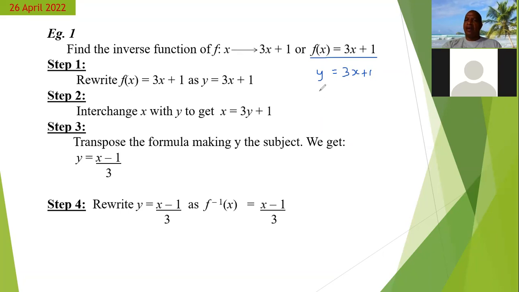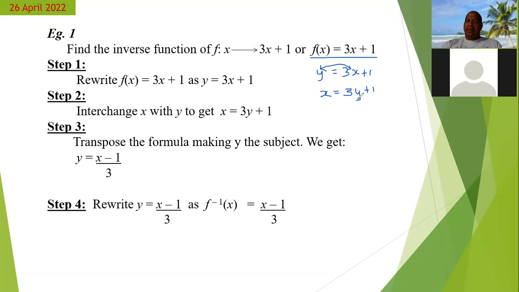The second step now, you're going to switch these around. Wherever x is, you put the y, and wherever y is, you put the x. That's what we mean when we say interchange. So here we would have x is equal to 3y plus 1. Following so far? So that would be the second step.